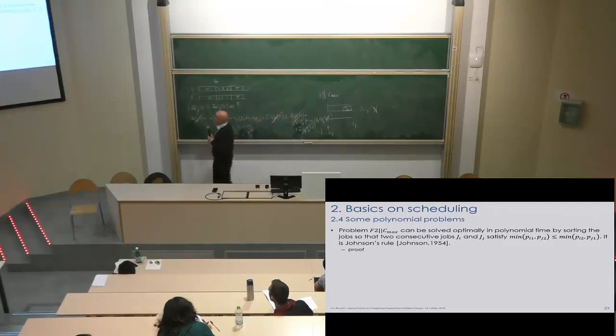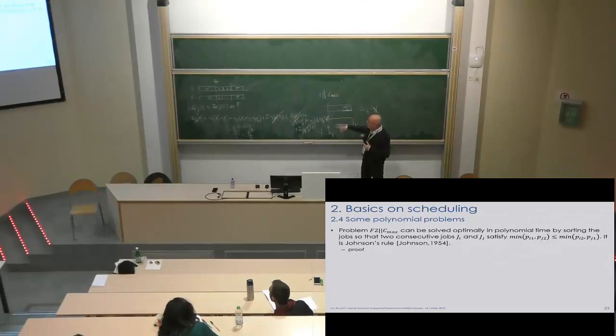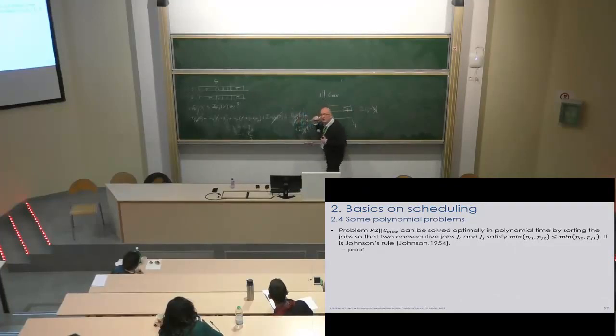In fact, we can prove that it is optimal to schedule job i before job j if we have this condition: min(pi1, pj2) is less than or equal to min(pi2, pj1). It's what we call Johnson's rule. I don't make the proof. But the idea of the algorithm is to put at the beginning the jobs with a small duration on machine 1 and long duration on machine 2, and at the end, the jobs with a long duration on machine 1 and small duration on machine 2.